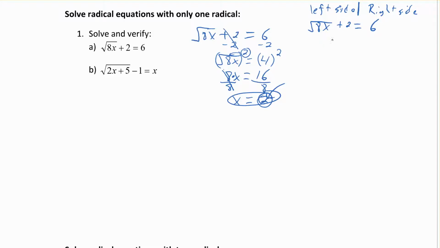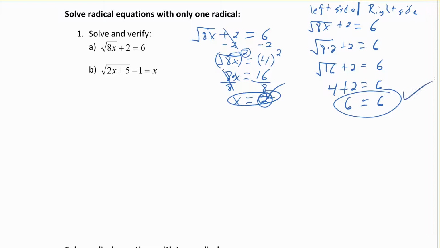So let's try it. Square root of 8 times 2 plus 2 is equal to 6. This is really the square root of 16 plus 2 is equal to 6. Square root of 16 is 4, plus the 2 that I had is 6. So yeah, the left side does equal the right side. So we got the right answer. That's the general thing we're going to do for each of these questions. You solve for it, and then you plug it into your original equation and check to see if the left side is actually equal to the right side.